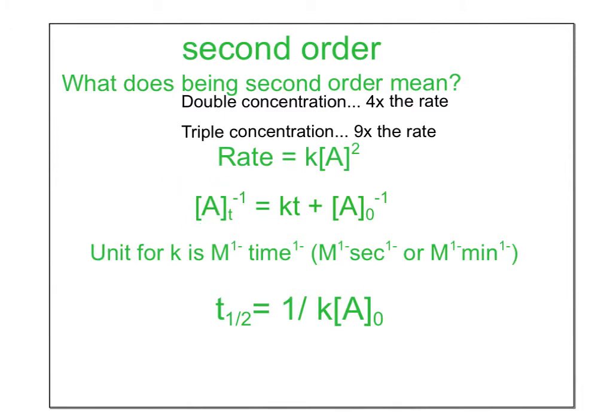The units for K, if you solve for K, is the molarity to the -1, time to the -1, so pay attention to your time units. And then the half-life is 1 over K times the initial concentration.